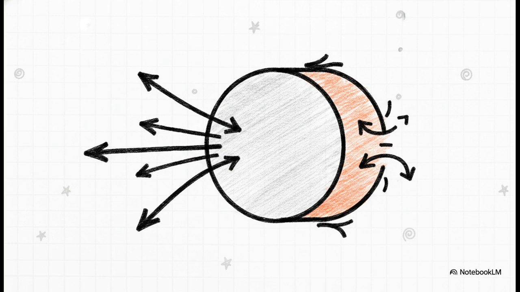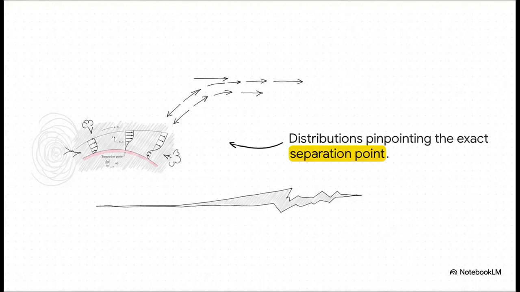Picture this. When fluid hits the front of a cylinder, the pressure drops as the fluid accelerates around the curve. But as it hits the back half, the fluid suddenly has to push against an increasing pressure gradient. Eventually, the fluid just loses its momentum. The transverse velocity, the velocity parallel to the surface, drops completely to zero, and the flow actually reverses direction. It's wild. And this graphic pinpoints the exact physical moment of flow separation, where the momentum of the fluid simply cannot overcome that increasing pressure.